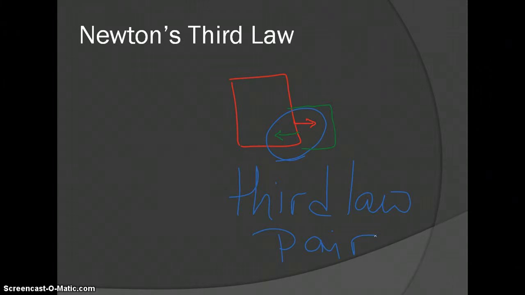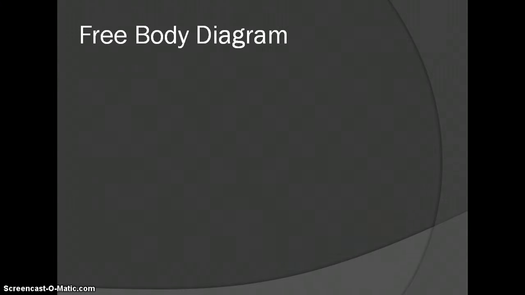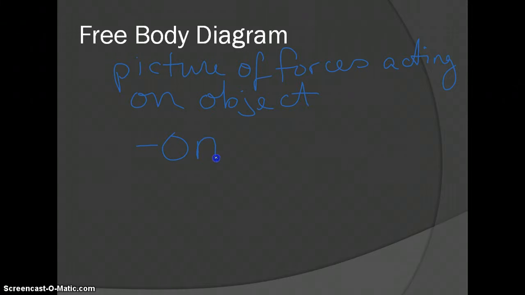Now, when we talk about forces and we talk about Newton's laws, we cannot do it without talking about a free body diagram. A free body diagram is essentially a picture of the forces that are acting on an object. This is only the forces. This is only the forces applied. There's no accelerations, there's no anything else.